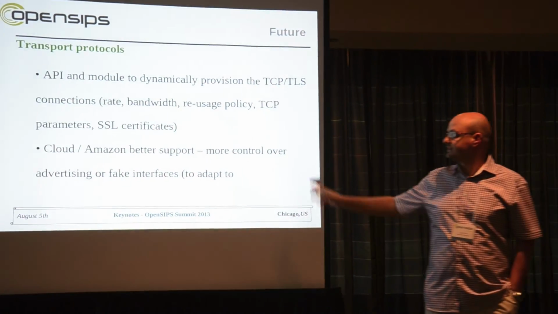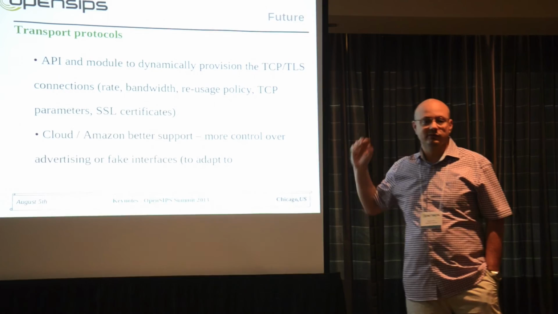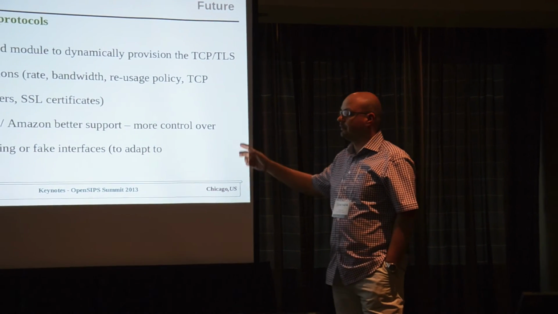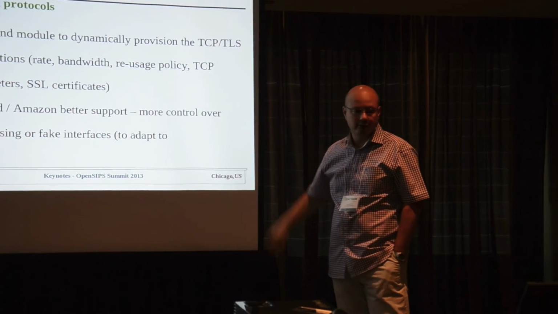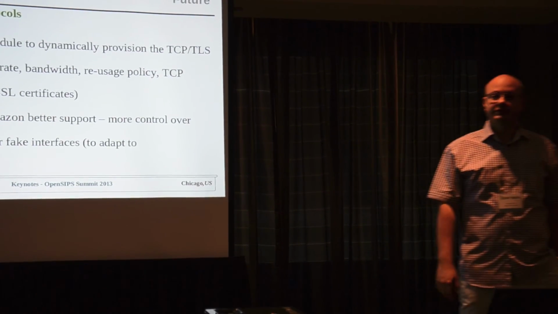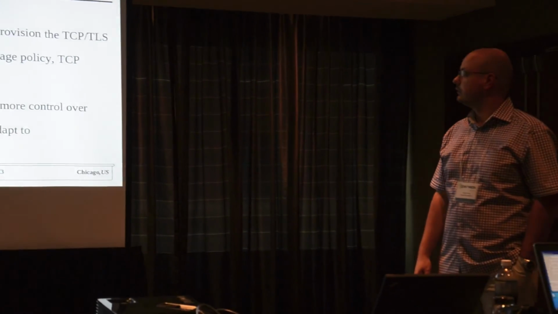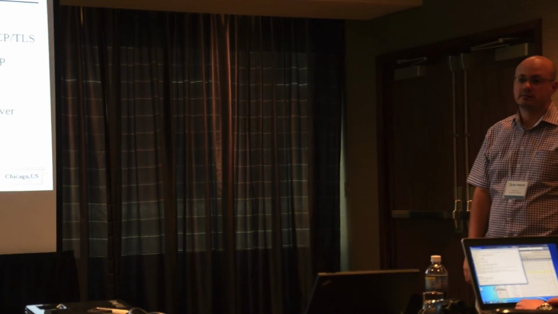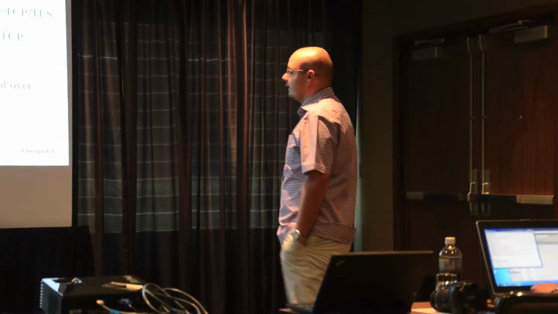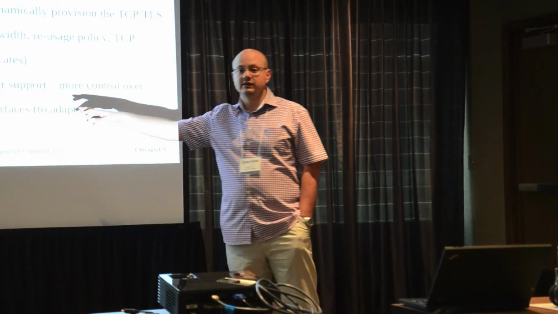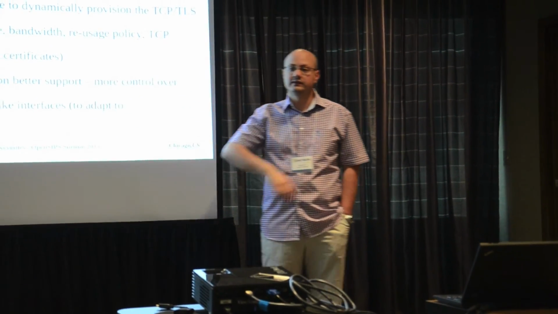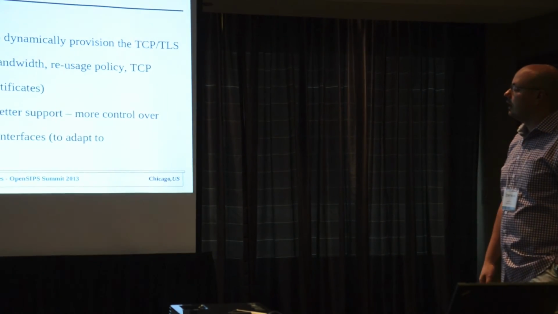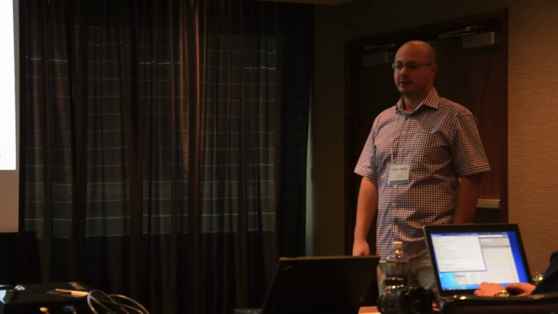Also, to address the cloud concept and all these deployments in Amazon, we are looking to have better support for running OpenSIPS in the cloud, typically to run in private networks behind NAT, because that's the idea. And for that you need to advertise real IPs, using fake interfaces to be able to advertise your public interface to the public world, even if you are running on private IPs and so on.